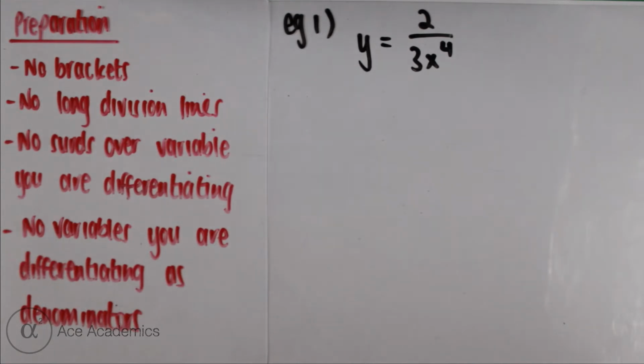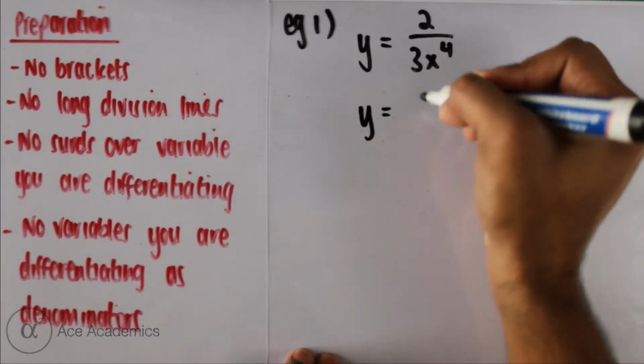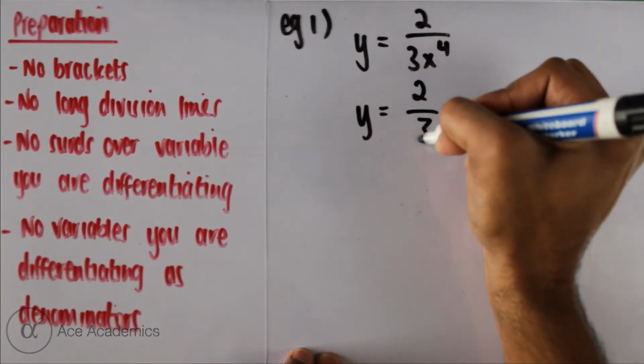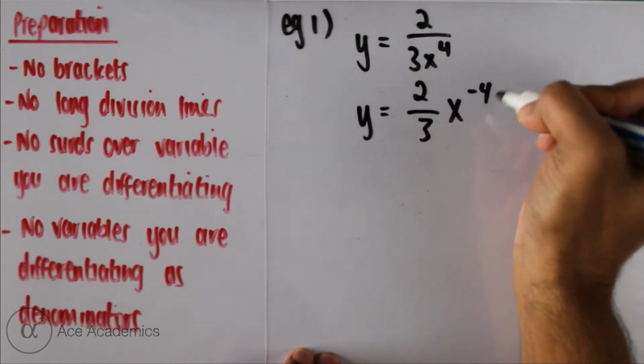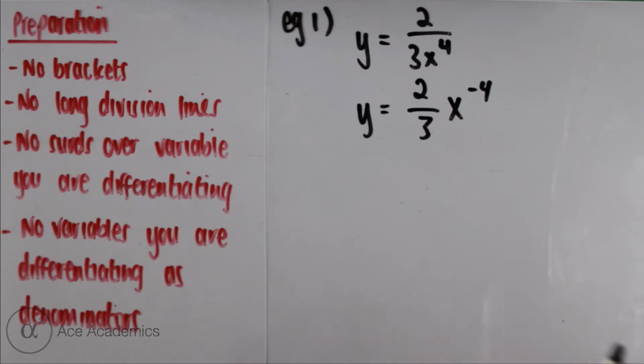Now that's a bit of a problem because our x is the denominator. But according to our laws of exponents, we can bring the x to the numerator as long as we change the sign of the exponent. So let's do that quickly. So y is equal to 2 over 3 x to the power negative 4. So I brought it to the numerator, but I changed the sign of the exponent. Now all of our preparation steps are complete, and now we can perform the actual derivative.